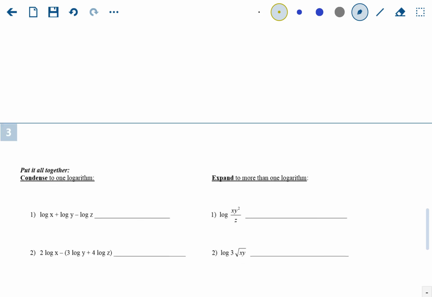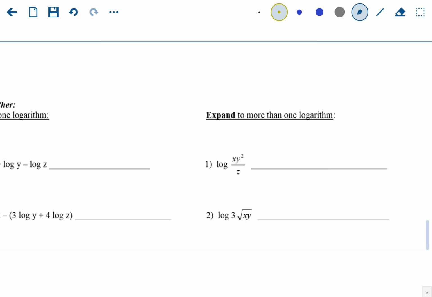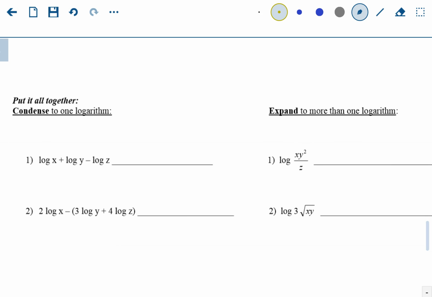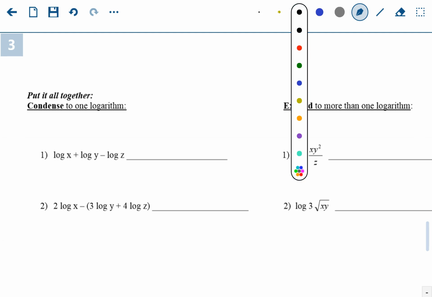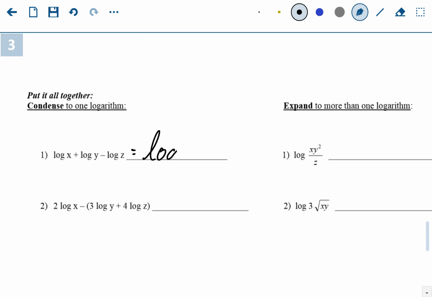And the last page had a couple extra problems. This is what your homework's going to be like. We're either going to be condensing into one log or you're going to be expanding into multiple logs. Condensing into the one log. Okay, so we got log x plus log y plus log z. You're just going to have one log in the condensing. Again, anything with plus is going on top, anything minus going on the bottom. So you got the positive x, you got the y, minus z. So x times y divided by z.